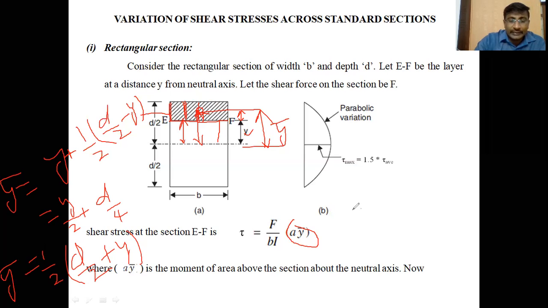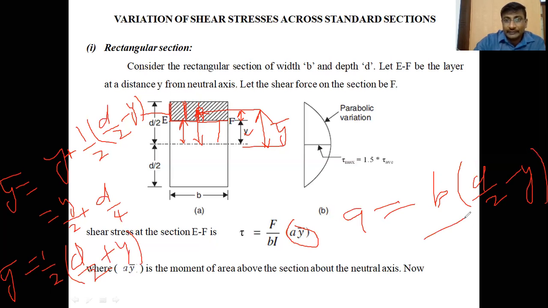Dear students, what is the area value? b into d by 2 minus y. This is the A value, and this is the y bar value. Therefore, A y bar in this formula is b into d by 2 minus y into 1 by 2 into d by 2 plus y. It is d by 2 minus y times d by 2 plus y, so it is like a minus b into a plus b. Therefore, b by 2 into d square by 4 minus y square. Let us go to the next line.